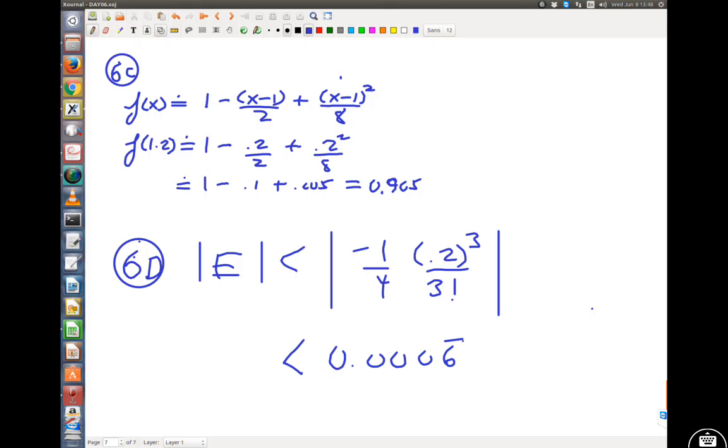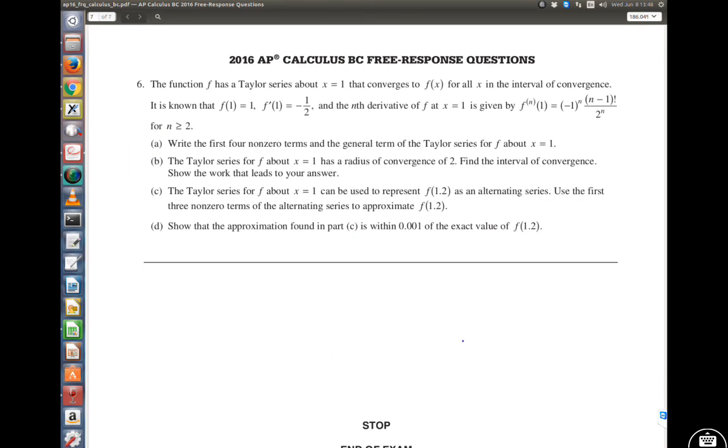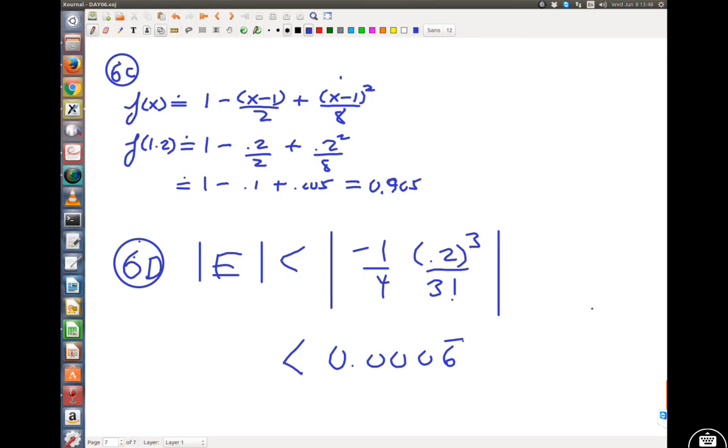But the question was to show that the error is less than 1,000th, and that is definitely less than 1,000th. There you go, perfect, done.